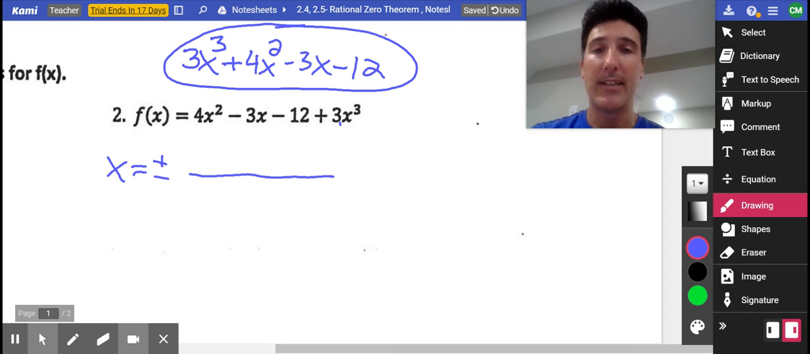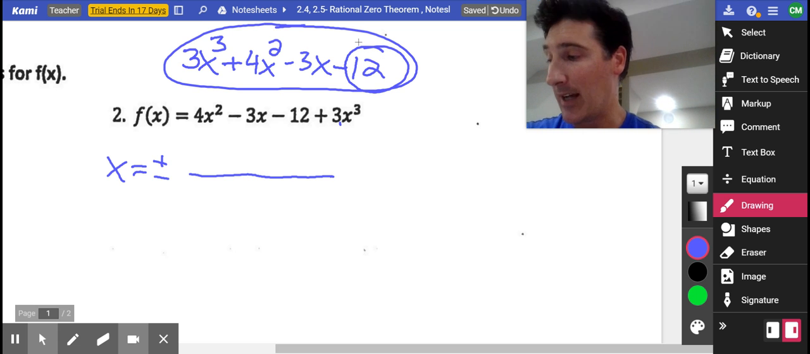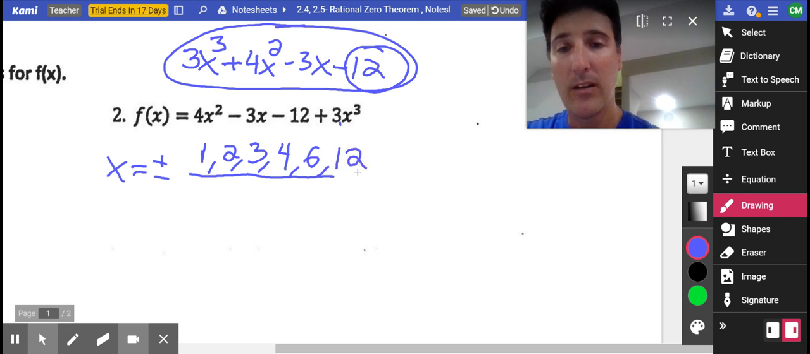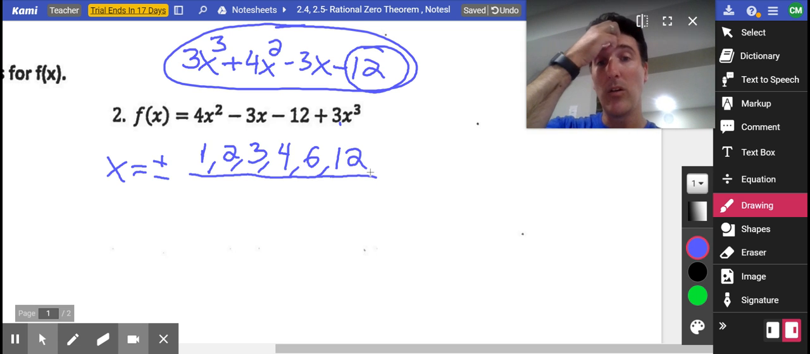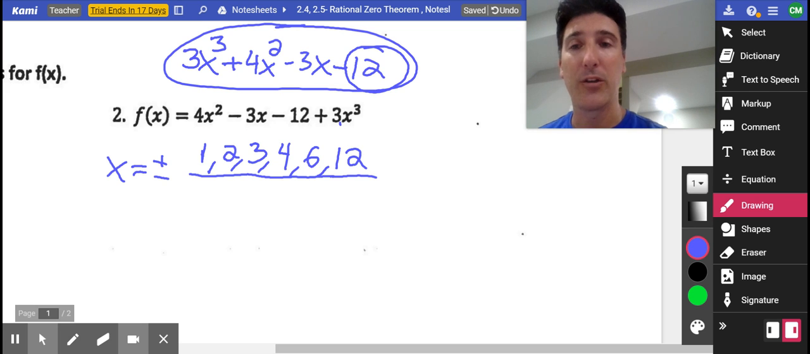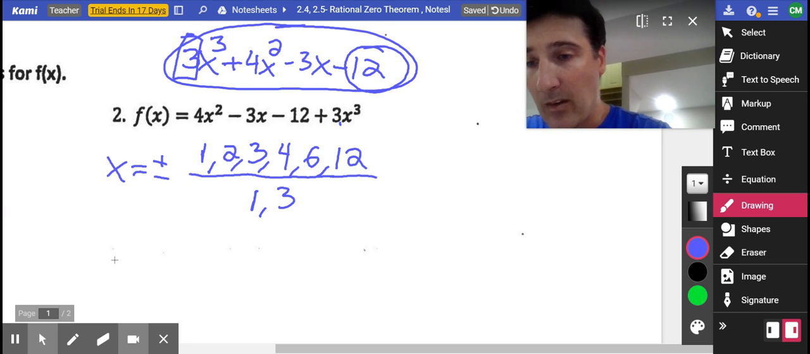So it said the top are all the factors for the constant, which is 12. So we kind of have some possibilities here. We got 1, 2, 3, 4, 6, and 12. These are all the numbers that go into 12. And then the bottom are all the factors for the leading coefficient, which looked like it was this, but it was actually this, the 3x cubed. So that's just 1 and 3. All right, looks like this is going to have a little bit more possibilities.